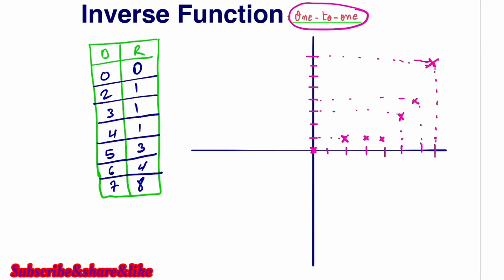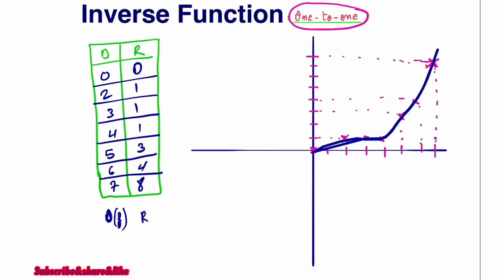Let's see if we plot these points. That's fine. This is a function. This is the domain of f, and this is the range of f. But we will have the opposite now. This is the domain of the inverse function of f, and this is the range of the inverse function of f. So it's going to be the opposite. And let's see what we're going to get.